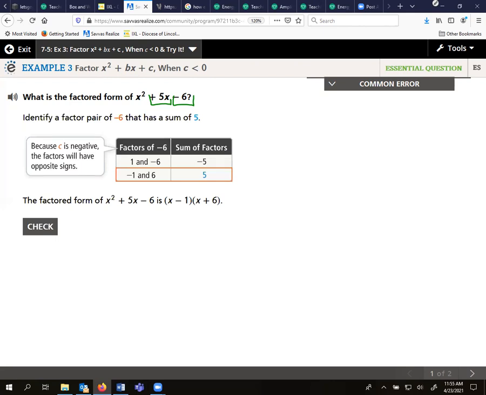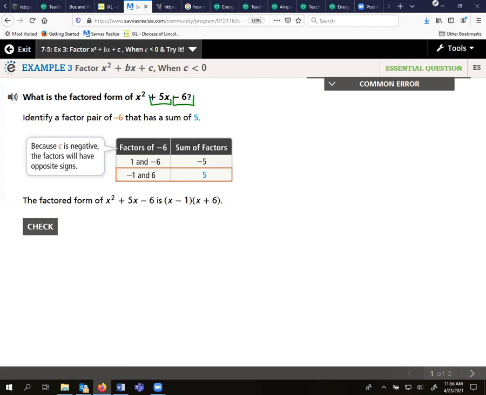Okay. So again, we're going to look at the factor pairs, but we want them to equal negative 6, and then we want to try to add them together and get 5. So because C is negative, they'll have opposite signs. That's what you guys told me too. So one way to get negative 6 is to take 1 times negative 6. When you add those together, you get a negative 5. Okay, we wanted a positive 5. So now let's try the other signs.